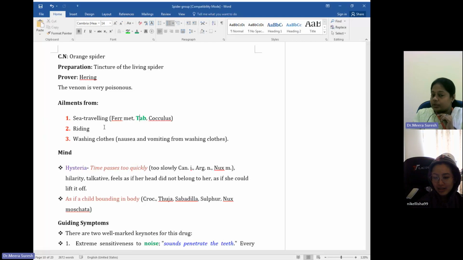And Cocculus in this case. But I took only one dose. When I was returning, I didn't take any medicine at all. That was only in the first trip I had to take. Otherwise, no.